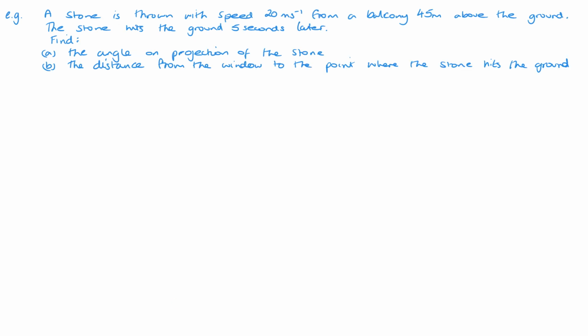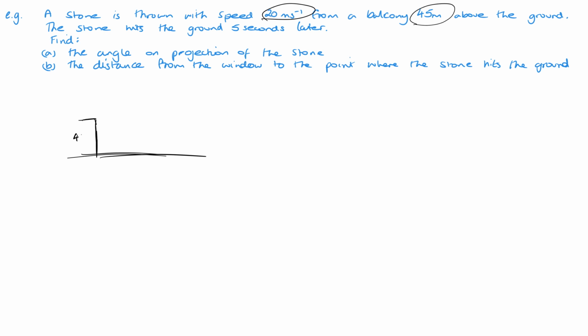Here's our third and final example. A stone is thrown with a speed of 20 meters per second from a balcony 45 meters above the ground. The stone hits the ground 5 seconds later. Find the angle of projection and then the distance from the window. So let's again start with a simple drawing, something like this.